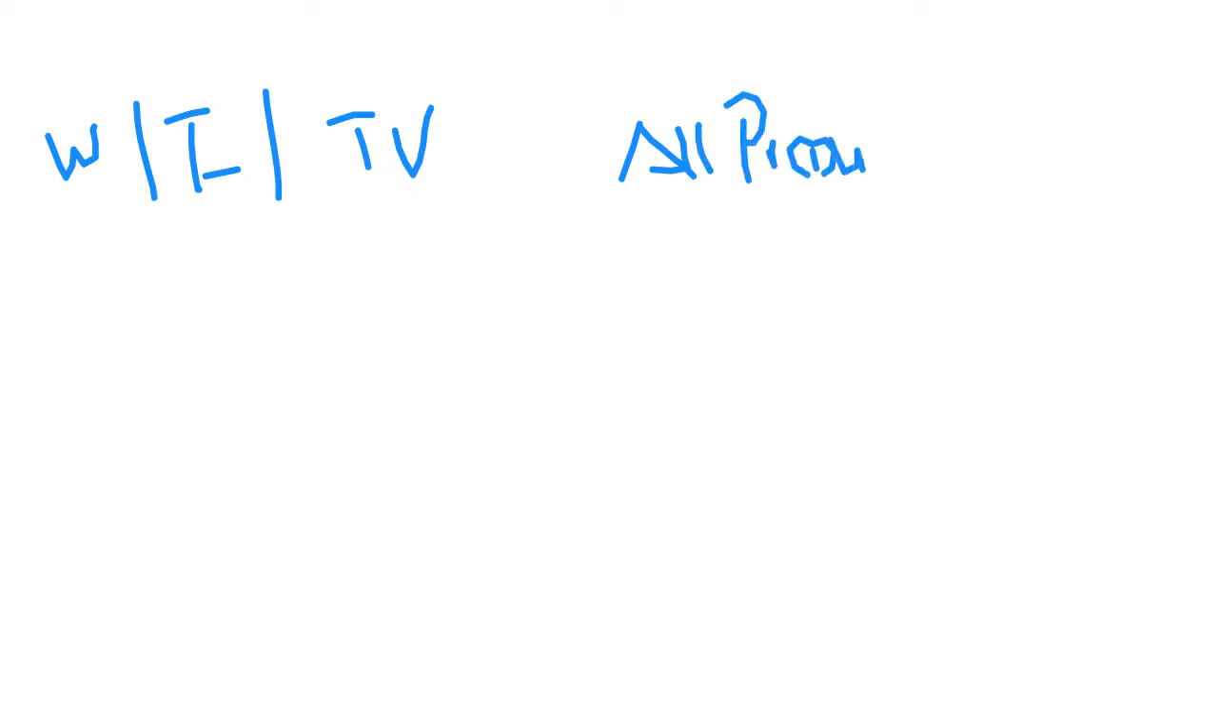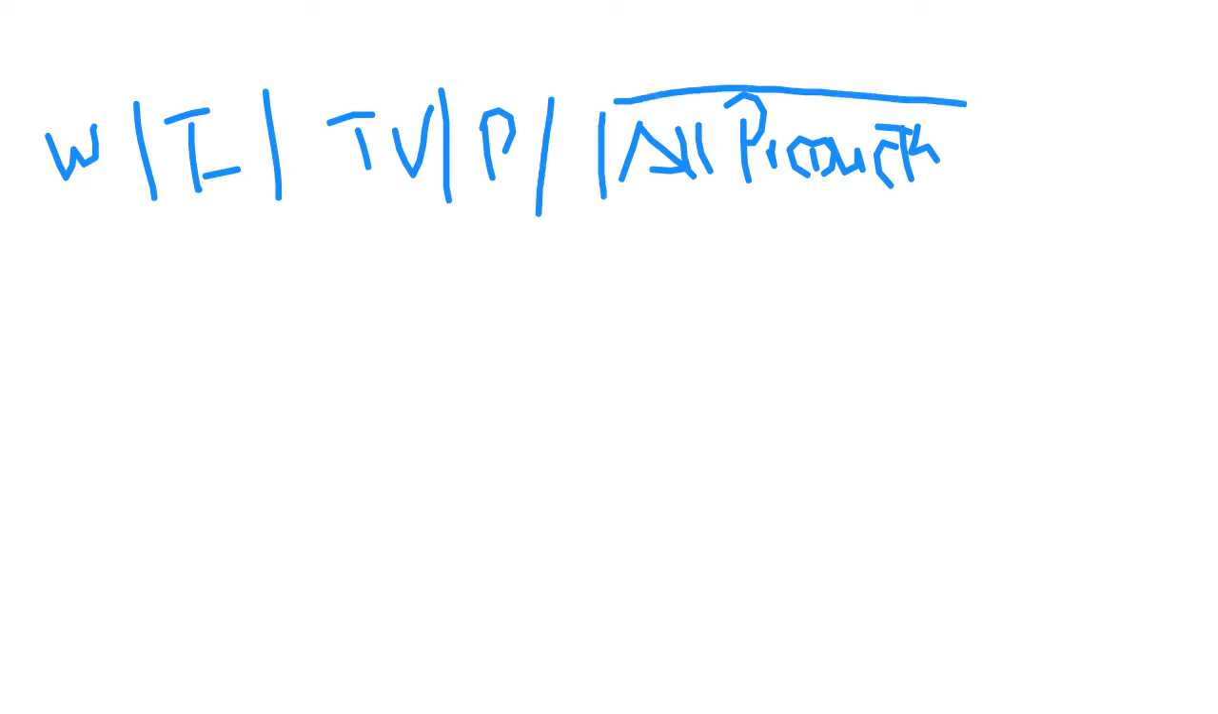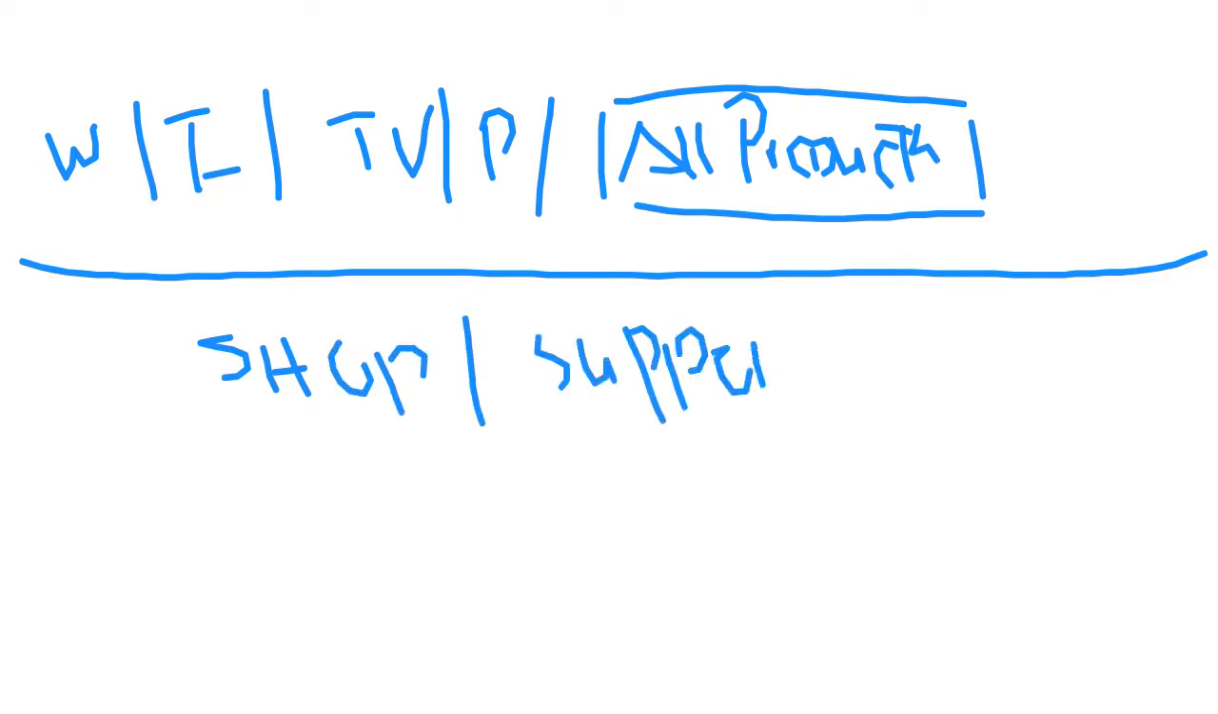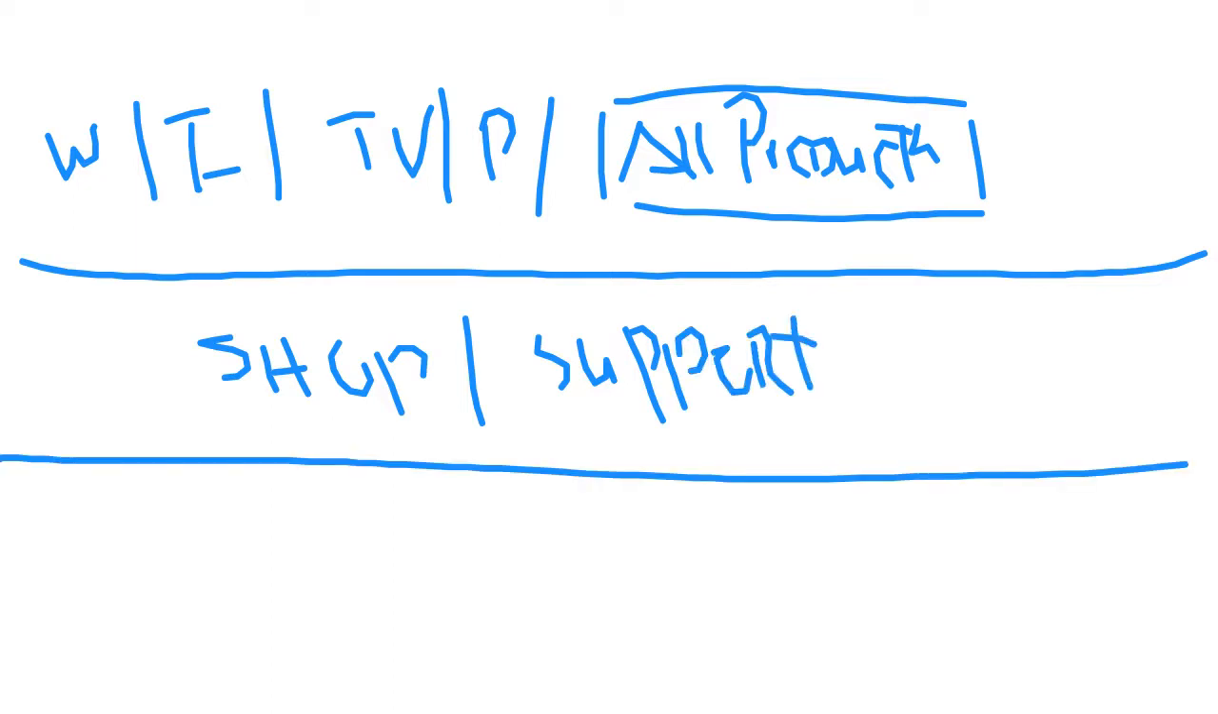Instead, if I were Rogers, I would say wireless, I would say internet, I would say TV, and then all products. Yes, and then phone, P for phone. What happens as a user is I get a very good sense of what Rogers sells, right? Versus something that says shop, support. It's a waste of time. Plus, I'm not getting a good sense of what I can buy at Rogers.